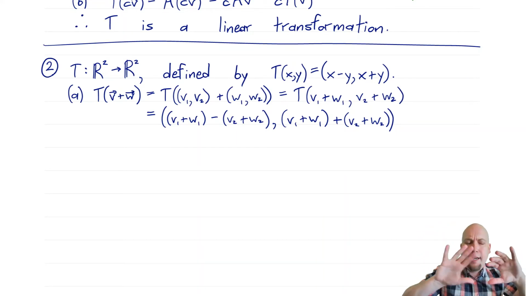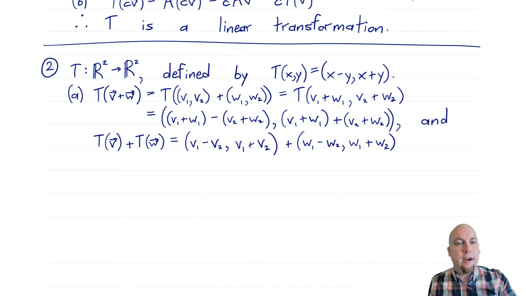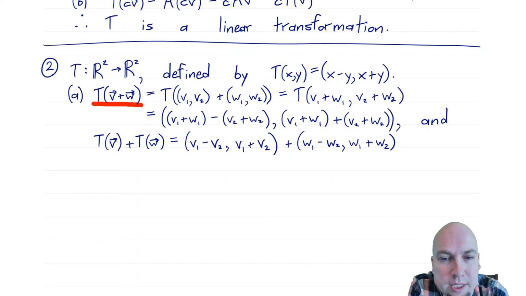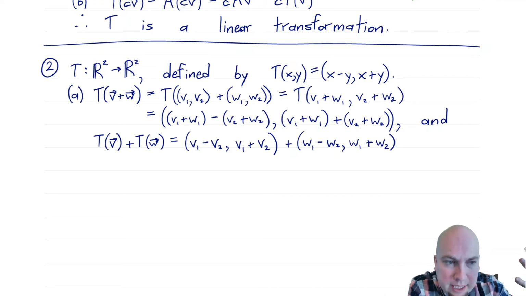Okay, and I could probably simplify that a little bit and reduce it, but I'm just going to leave that there. And now I'm going to work from the other side. I want to show that this equals T of V plus T of W. Well, let's just start with T of V plus T of W and see if we get the same thing after we simplify a bit.